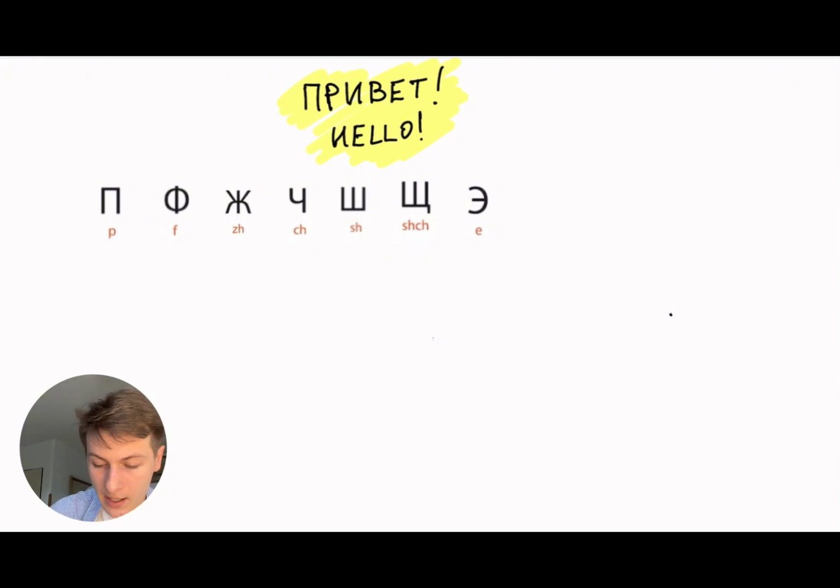П, Ф, Ж, Ч, Ш, Щ and Э. Some of them, like Ж and Ш, are unique to Russian, so don't worry if they feel strange at first.